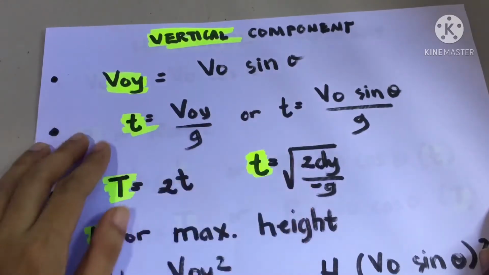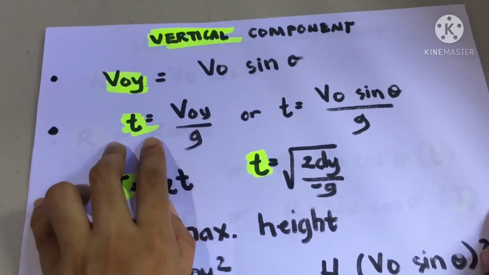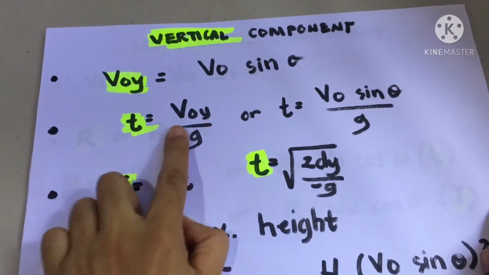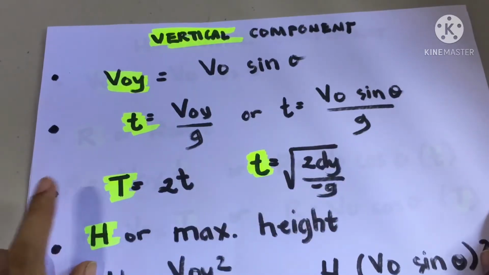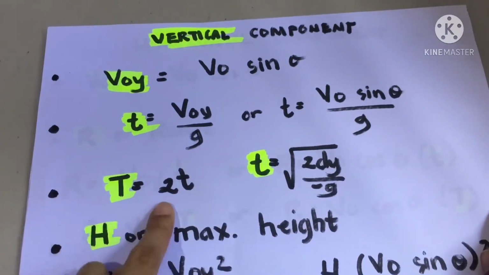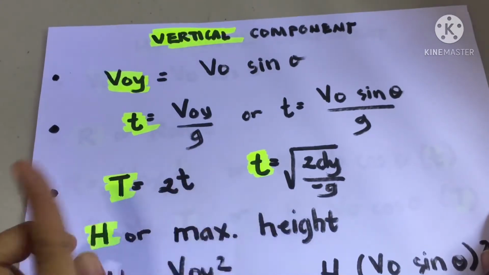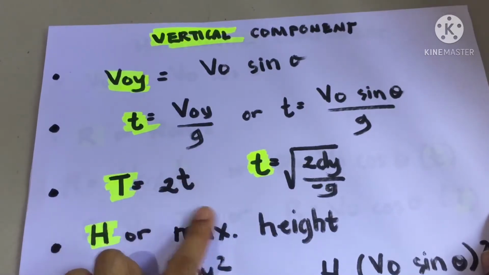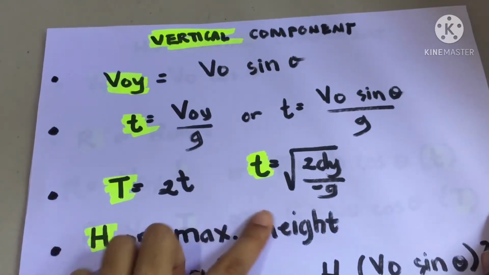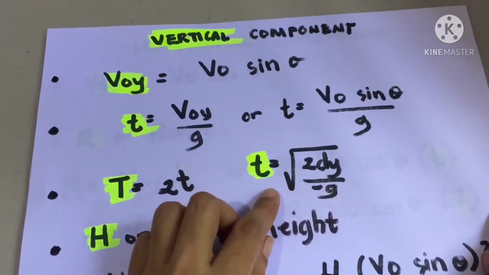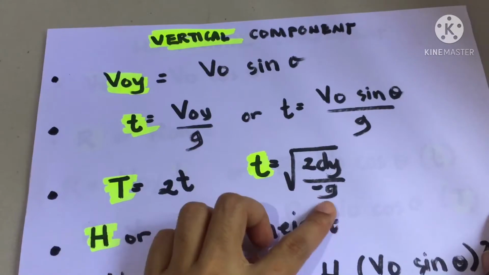Okay? Or theta. Next, for our normal time or the half time, we can get it using VOY divided by gravity. Or, the VOY is equal to VO sine theta divided by gravity. Now, what is capital T? It is the total time of flight. So we just multiply the small time by 2. Remember our previous discussion that the time duration is symmetrical going up and going down. That is why T is equal to 2 times the normal time. Now, in case dy is given, we can use the time as square root of 2 dy divided by gravity or negative gravity.